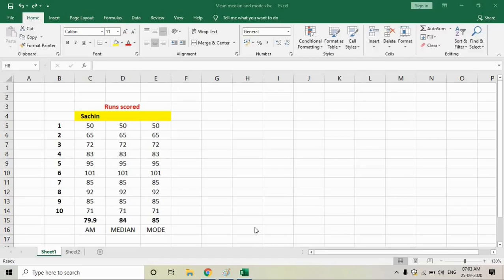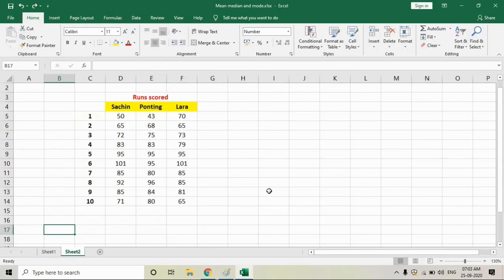We have seen the three averages over here, that is arithmetic mean, median and mode. Suppose there are 3 or 4 batsmen, and we want to see which batsman is the most consistent one among the 3 or 4 batsmen we have considered. How to find that? Suppose the average can be same. It's quite possible. Let's see one example. So in this example, there are 3 batsmen. They are Sachin, Ponting and Lara. So these are the runs scored by these 3 batsmen in the past 10 matches.